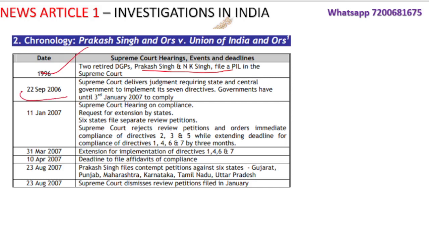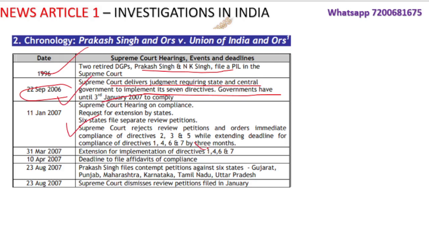And it took 10 years. In 2006, the Supreme Court delivered the judgment requiring state and central governments to implement these 7 directives which I showed you, and the governments had until 2007. Okay, meaning within 1 year you should implement it. Then again, back to back, court cases and different hearings will come.